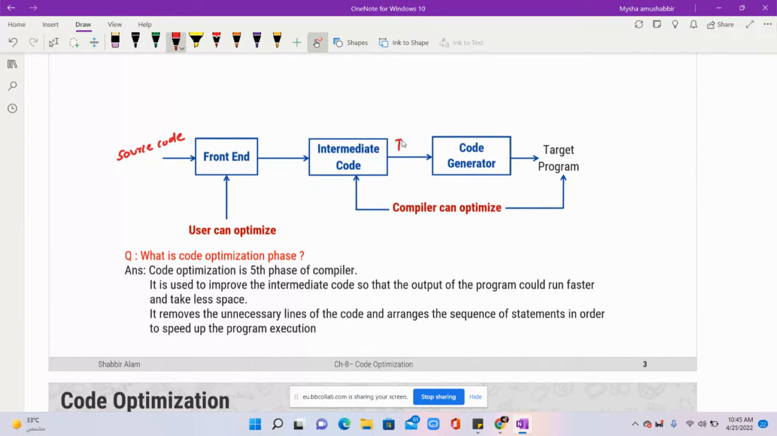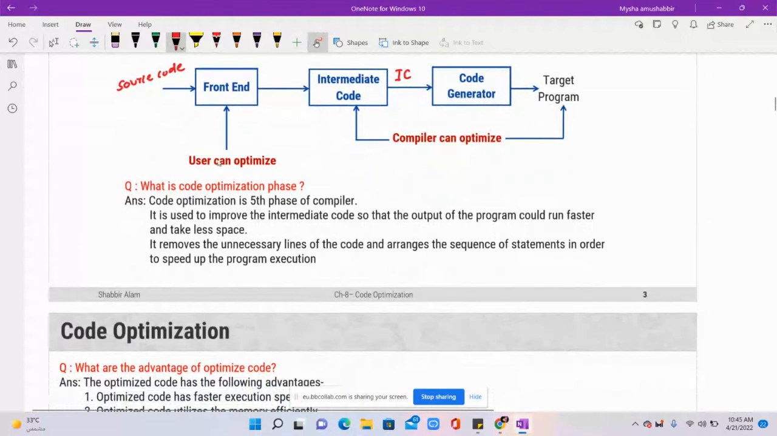The output of the intermediate code is IC, that means intermediate code, like three address code or syntax tree. So what does code optimization do? It optimizes this three address code and gives the optimized code to the code generator, and then the code generator changes this optimized code into the target program. So the first question in this slide is, what is code optimization?